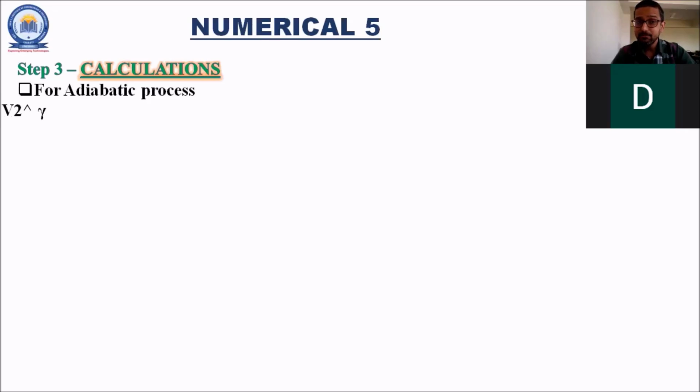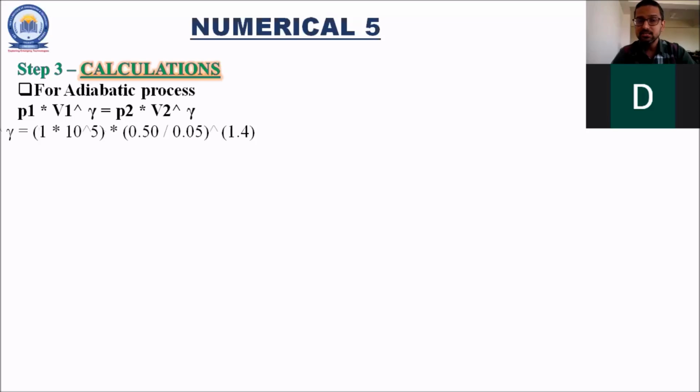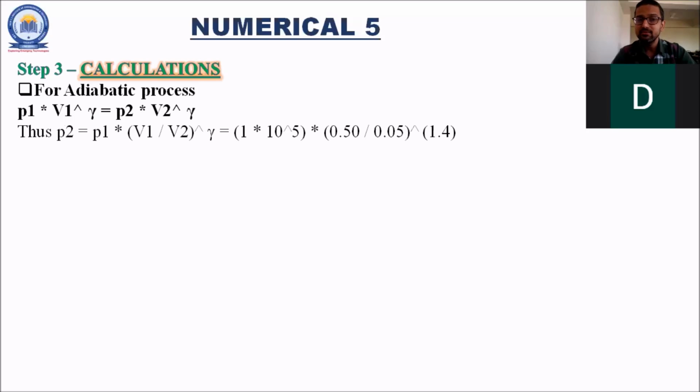So for the adiabatic process, we are using the standard equation PV raised to gamma is equal to constant. So I can write down P1 V1 raised to gamma is equal to P2 V2 raised to gamma. From this equation, I can get the equation for P2. So that is P2 is equal to P1 into V1 by V2 raised to gamma.